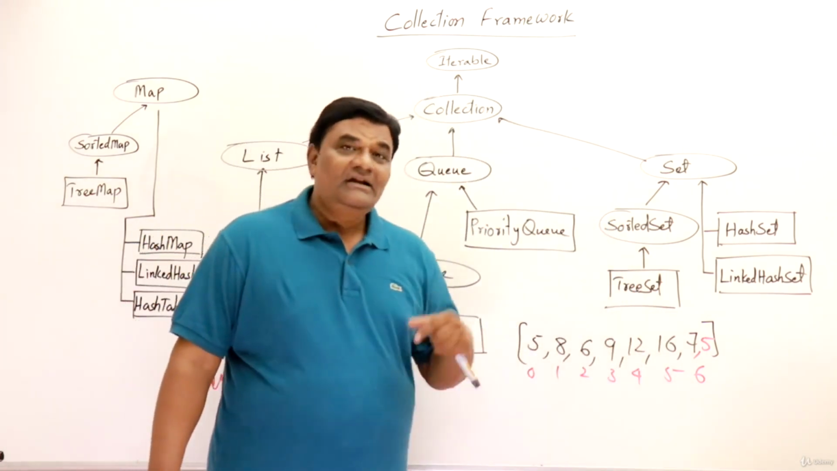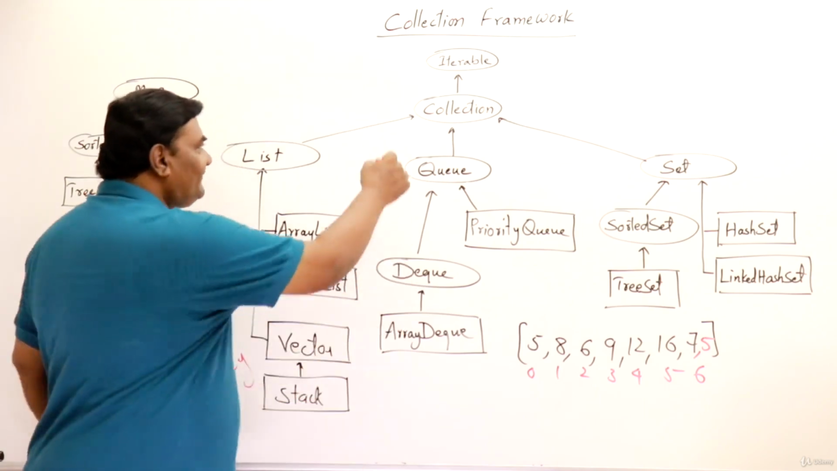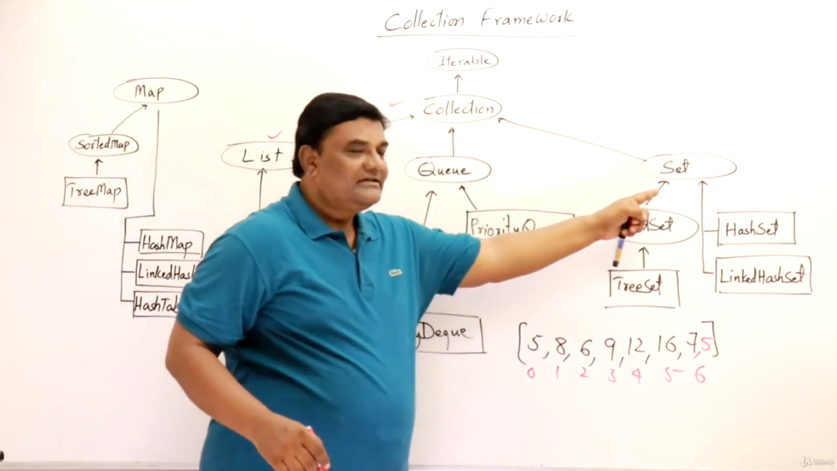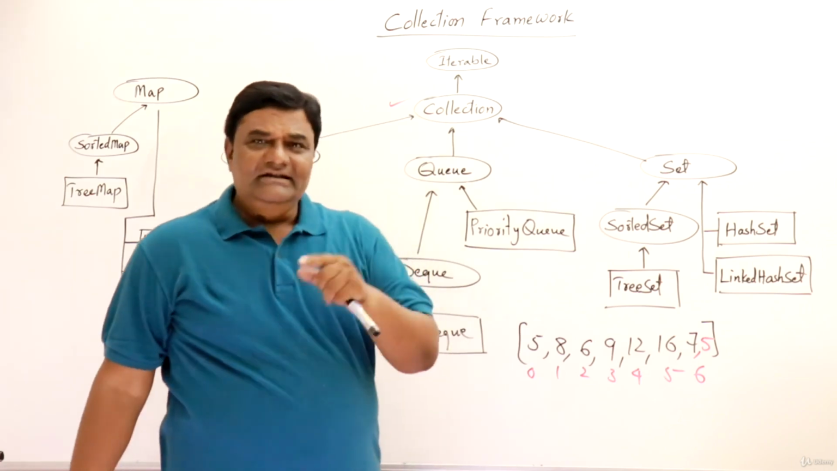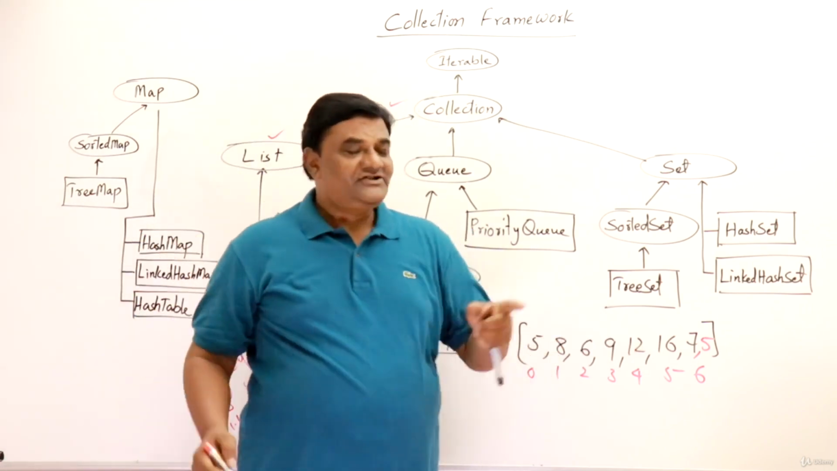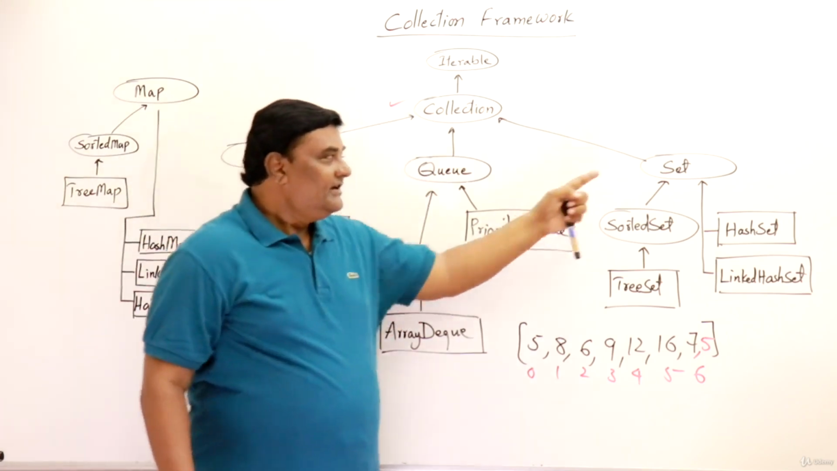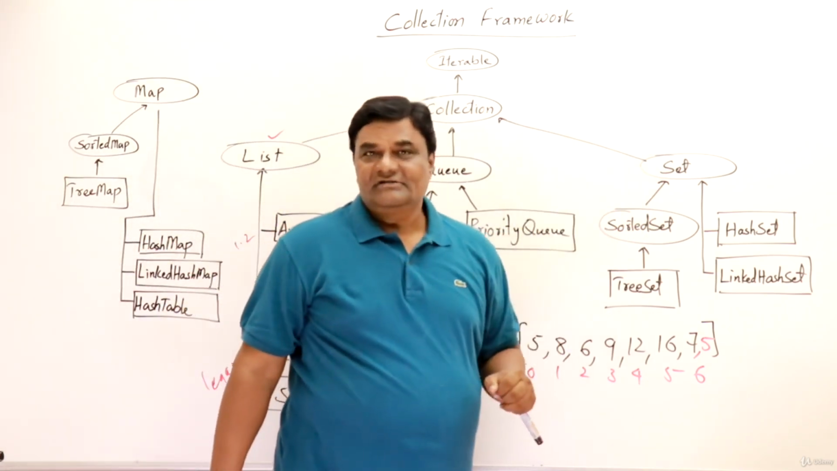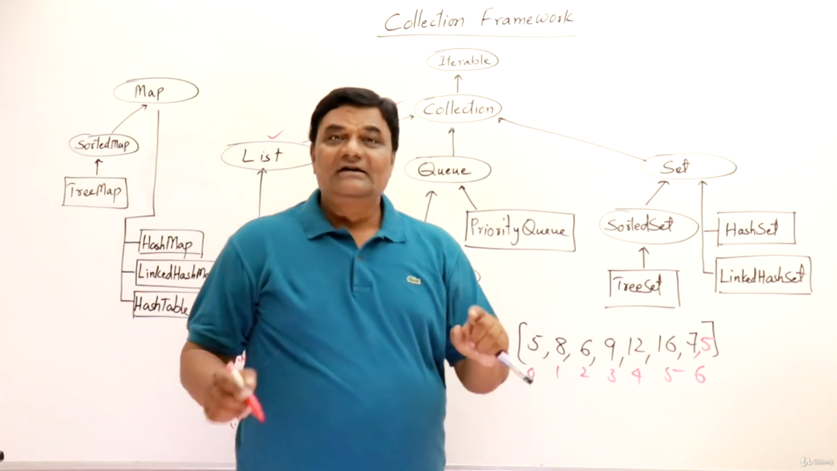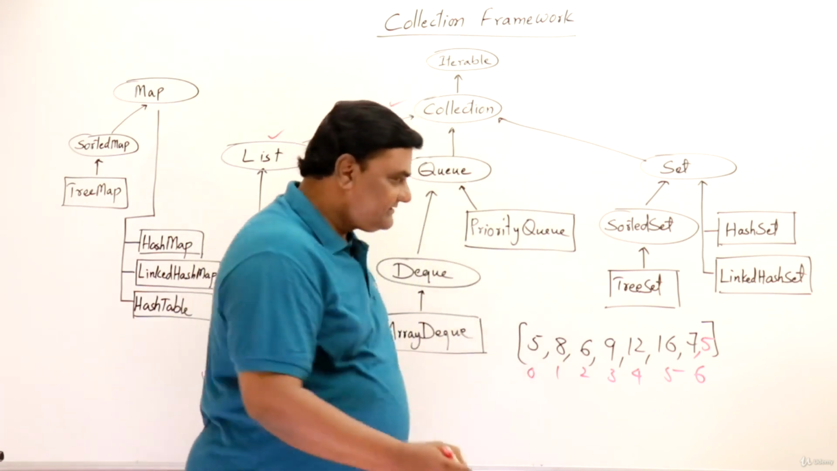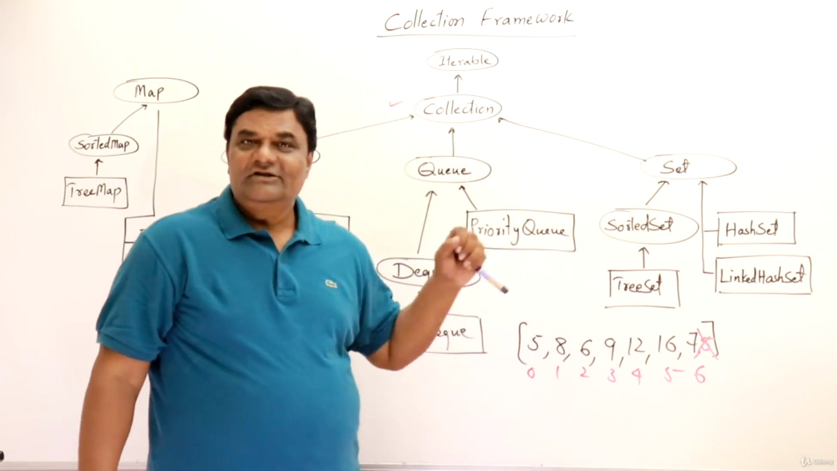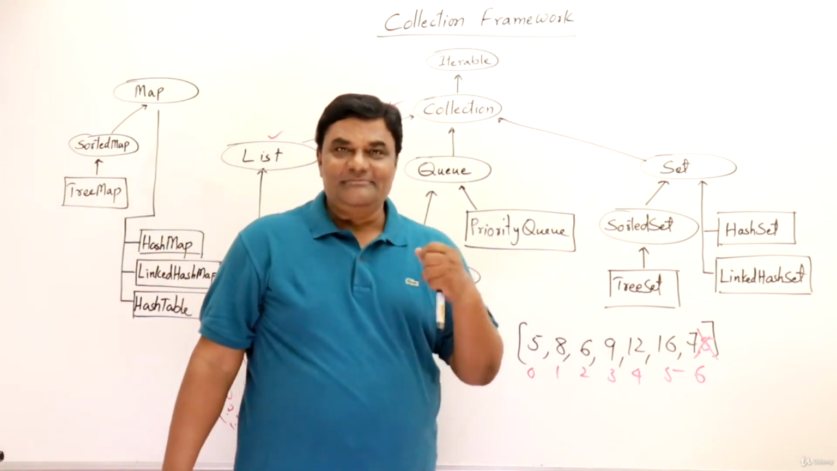Now let us go to the next interface. So I have completed this one and this one. Now the next interface, I'll go here. Set. List and set, what is the difference? List is also a collection. Set is also a collection. If you know the concept of set in mathematics, a set will not have duplicates. Duplicates are not allowed. That is the important thing.